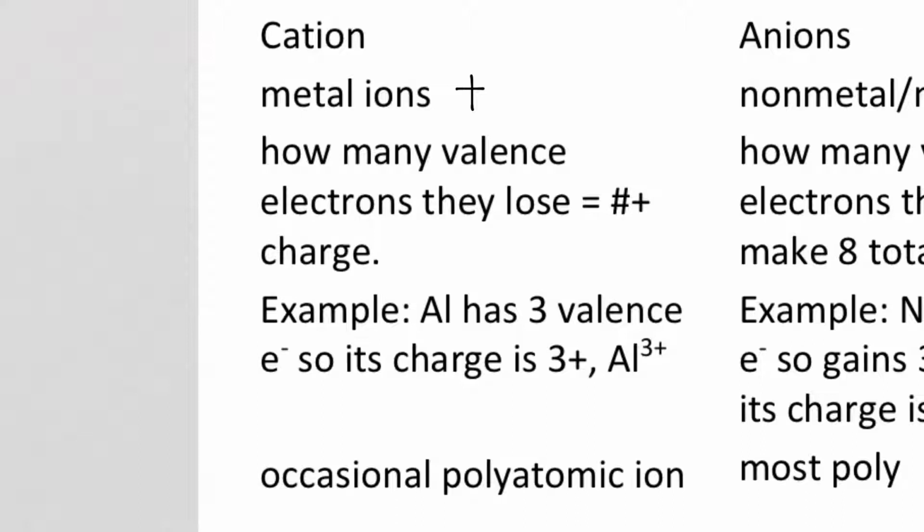Remember, how many valence electrons they lose equals their positive charge. So if something like magnesium has 2 valence electrons, in losing those, we know that makes a magnesium 2+ ion. Again, aluminum, 3 valence electrons becomes 3+. An occasional polyatomic ion like ammonium makes a positive ion, but for the most part, they're not going to be cations.